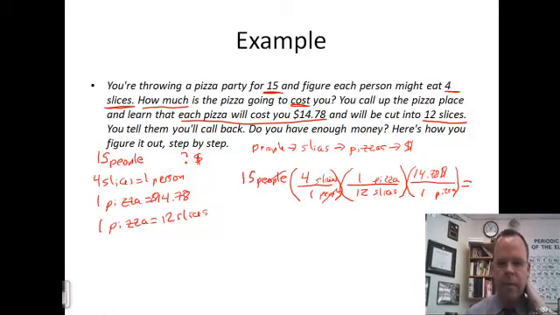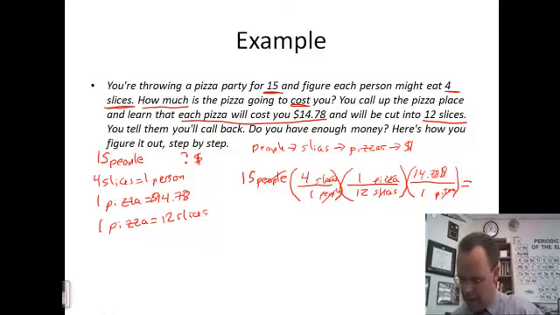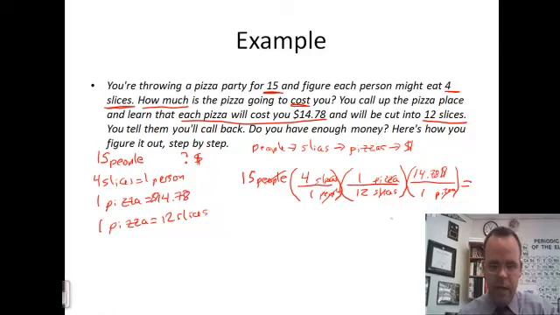So, check to make sure I've done this correctly. 15 people, people cancel. Slices cancel, pizzas cancel. I'm going to get dollars. Now I'm going to take my calculator and multiply by the things on top. So 15 times 4 times 14.78, and the whole thing divided by 12. In this case, it's going to be $73.90.